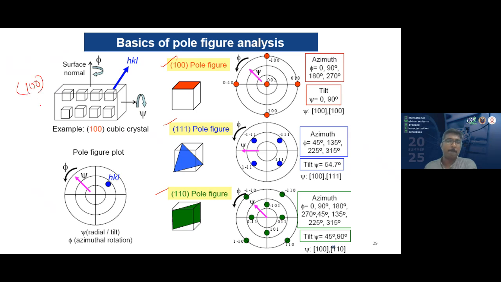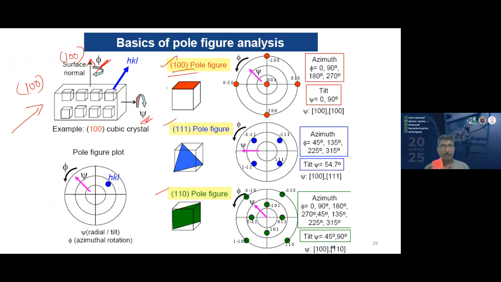100 oriented cubic crystal. That means this is our sample. This is 100 oriented, that is, the sample normal direction is 100. And how do we do this pole figure? We tilt the sample in the psi direction and rotate the sample in the phi direction from 0 to 360 degree. So how this 100 pole figure is obtained, that we will discuss.